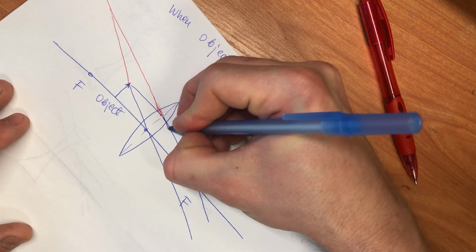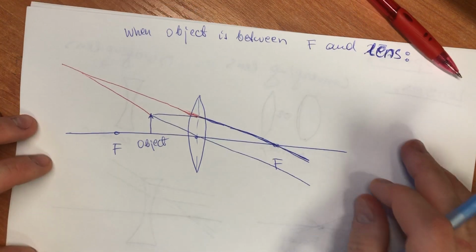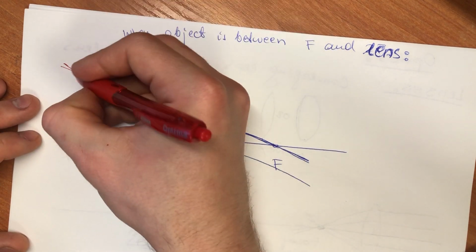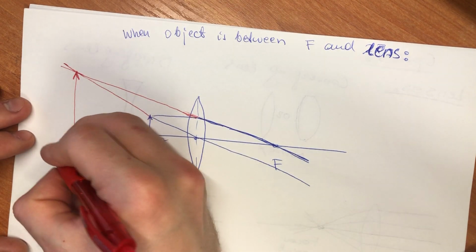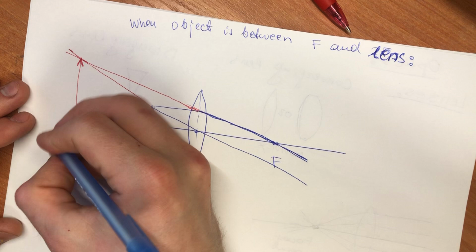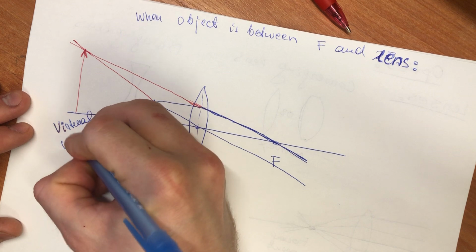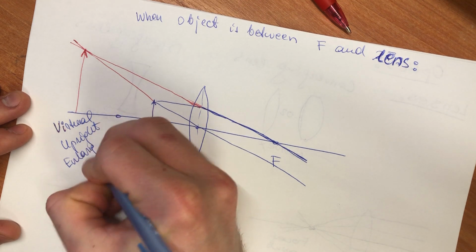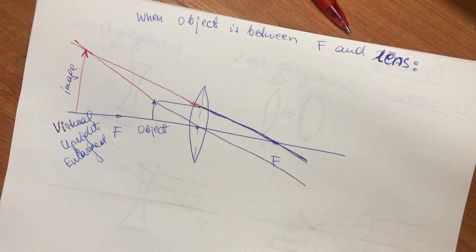So they converge on the left. They meet here, and they form a virtual, upright, enlarged image. So this is the image. Virtual, upright and enlarged image.